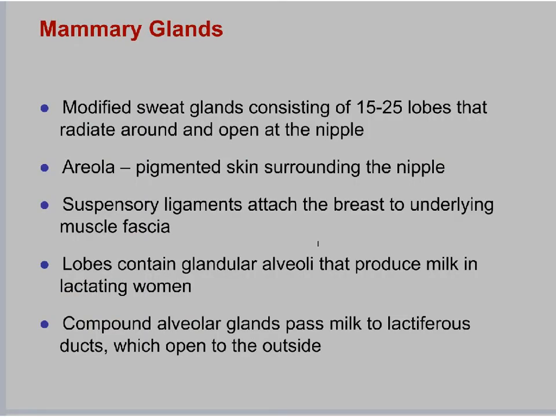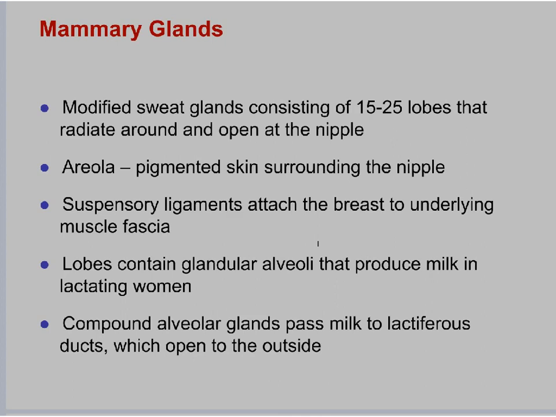Okay, now we're moving on to the very last subtopic here, and these are accessory structures, the mammary glands. So mammary glands are going to be highly specialized or modified sweat glands that, instead of secreting sweat, secrete milk. And their structure is such that there are 15 to 25 lobes that all encircle or radiate around the nipple, and they're open to the nipple, so the secretion comes out on the nipple. There's an area of pigmented skin around the nipple called the areola.